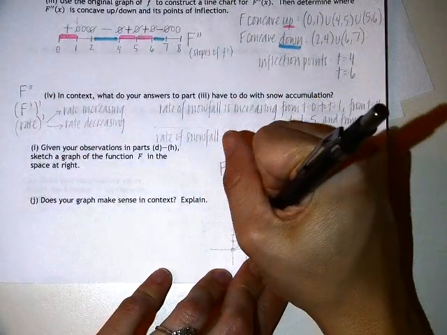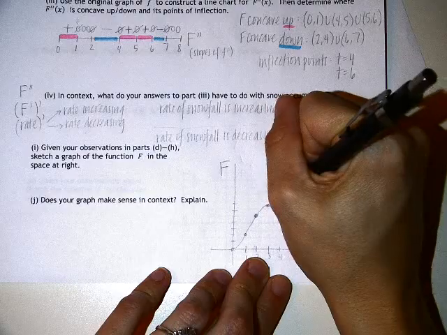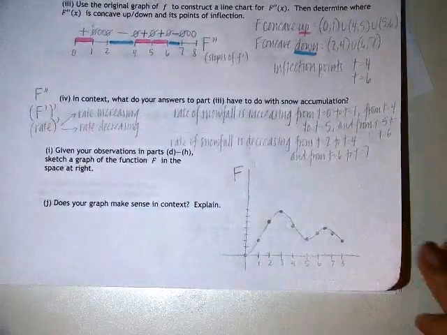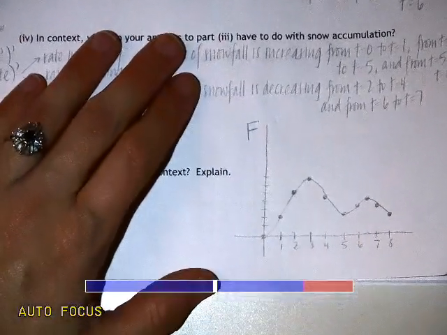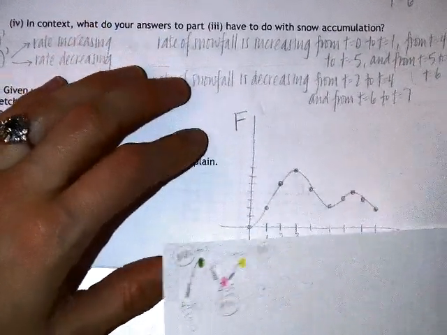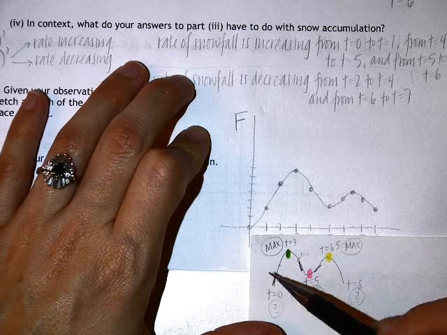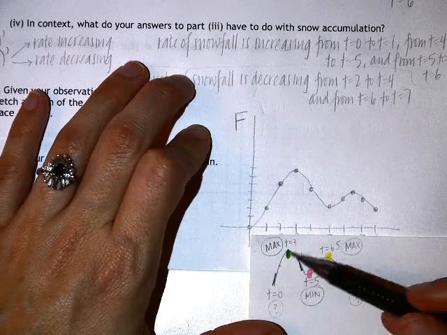So the snowfall must have been going up, and then down, and then up, and then down. Now, to be fair, those are the precise points. When I sketched, I had a pretty rough approximation, but that does fairly effectively summarize the shape.